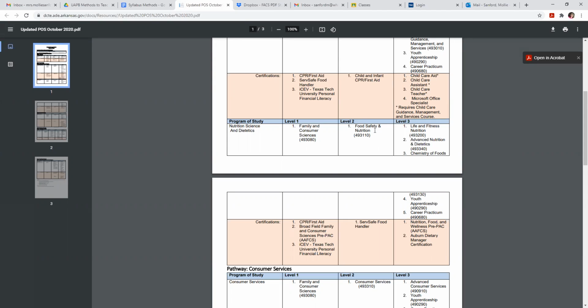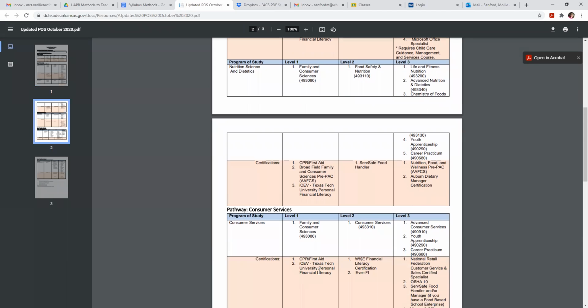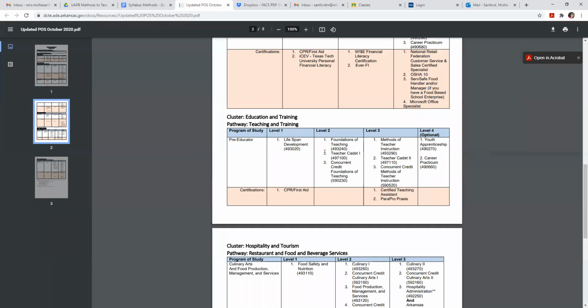So after they take food safety and nutrition, their next year they take the apprenticeship course where they would go to work at their grocery store or restaurant or wherever that they're employed instead of being at school. There are others offered. Pre-educator is one I'm working in.